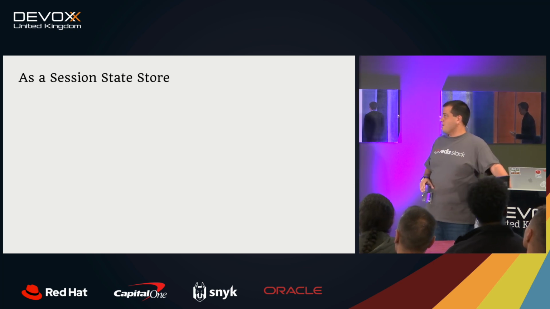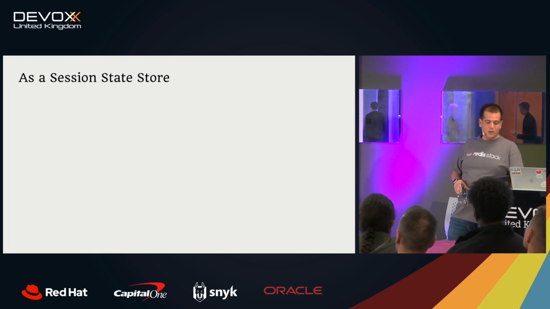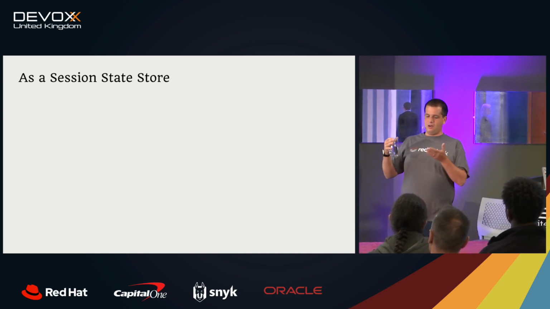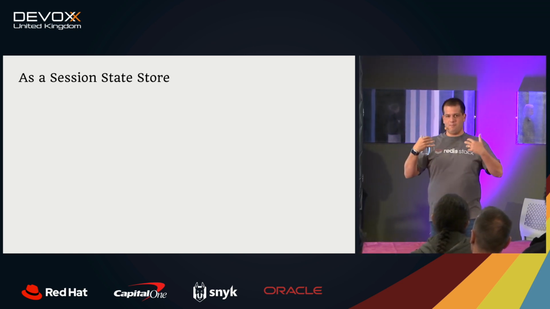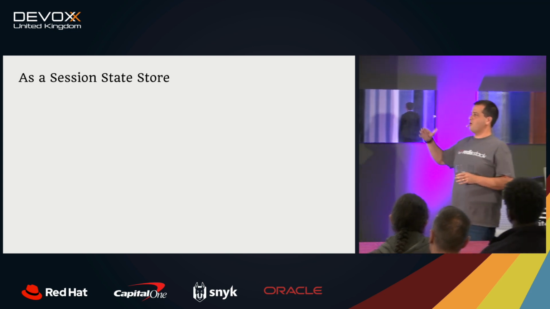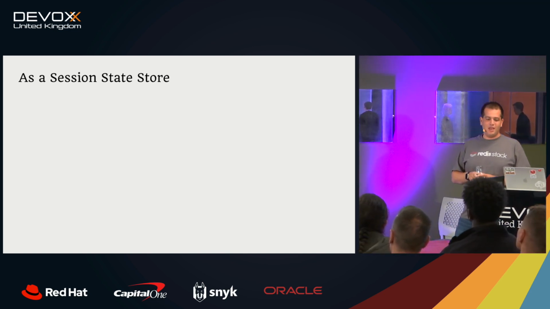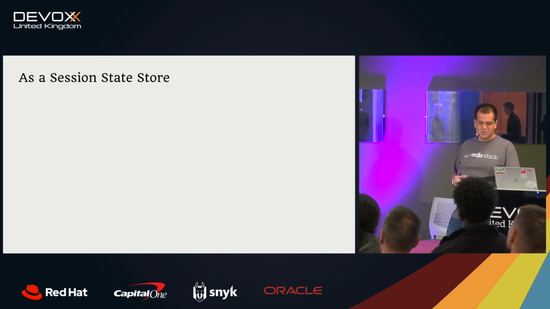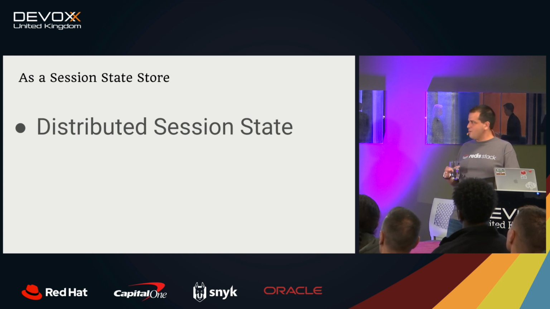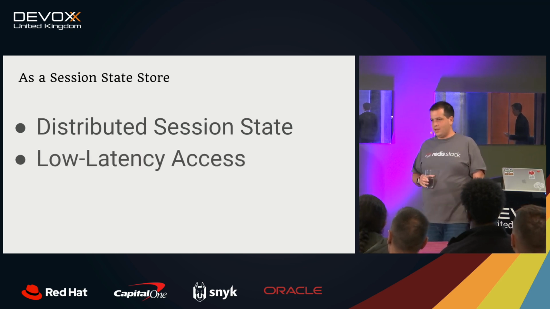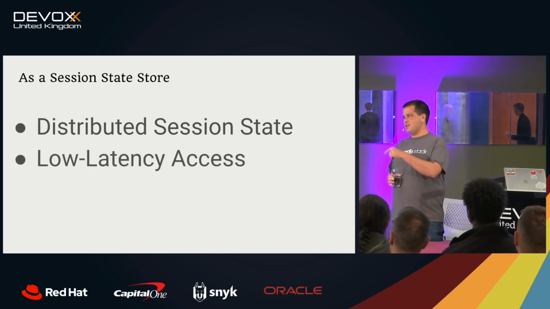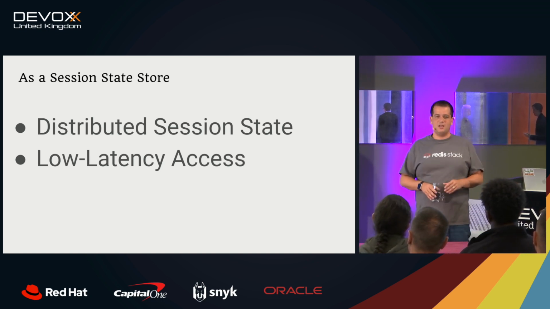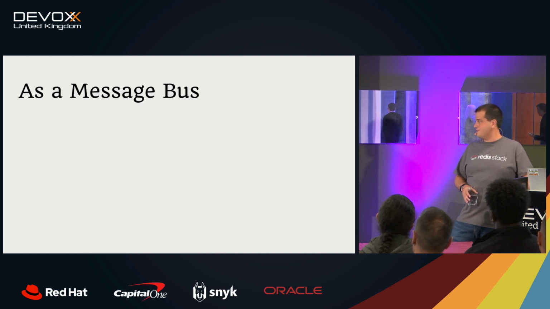As a session state store, a lot of folks will have different app services running that are load balancing sessions from a browser, and they'll just store the session state for a particular user in Redis and cache it there. So it's a distributed session store with extremely low latency access. Like I said, and I'm going to say this again, we at Redis measure the latency of our commands in microseconds instead of milliseconds. So they're very fast.